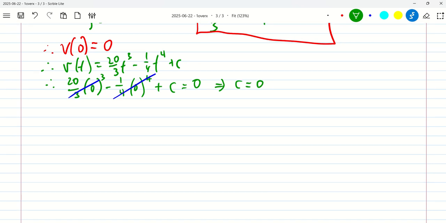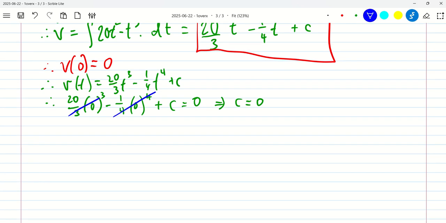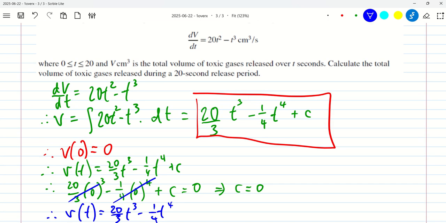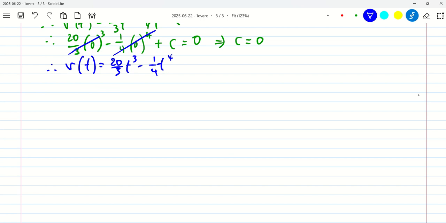That was a whole lot of work for not finding out much, but we've confirmed the exact formula. And so the exact formula for V(t), I shouldn't be doing a squiggle on that V, it looks more like velocity there, is equal to 20 on 3 T cubed minus 1 quarter T^4. So that's the equation for the volume. The question wants V(20). Oh, geez, that's going to be a big number. Might need a calculator. We'll see how we go.